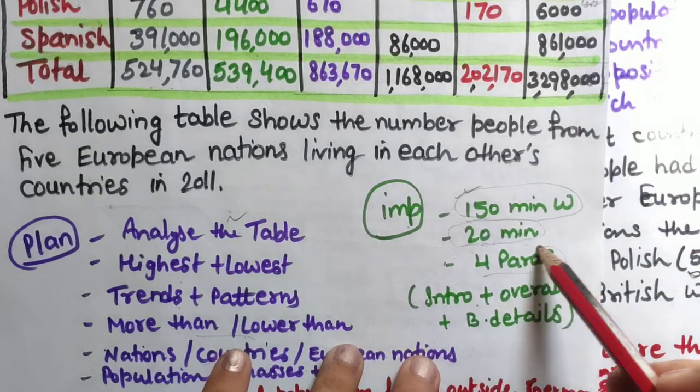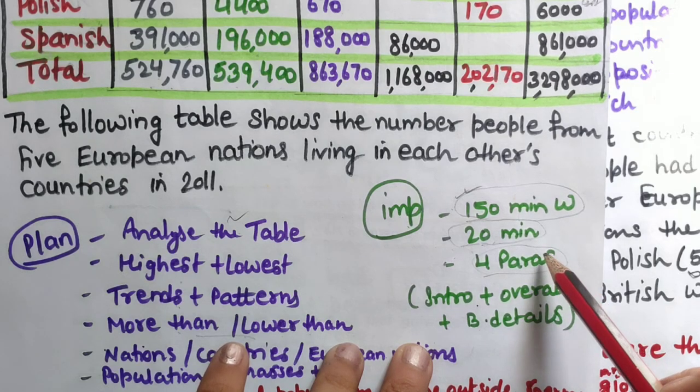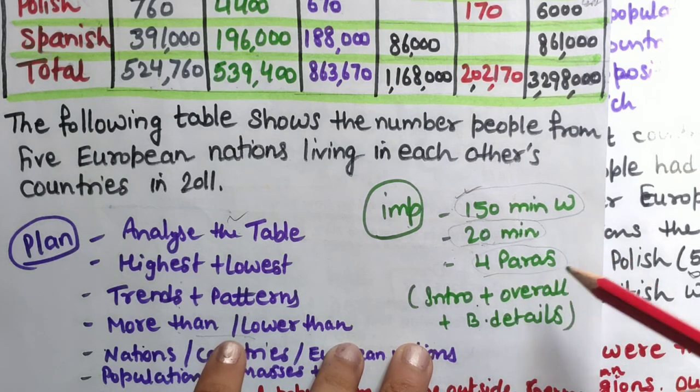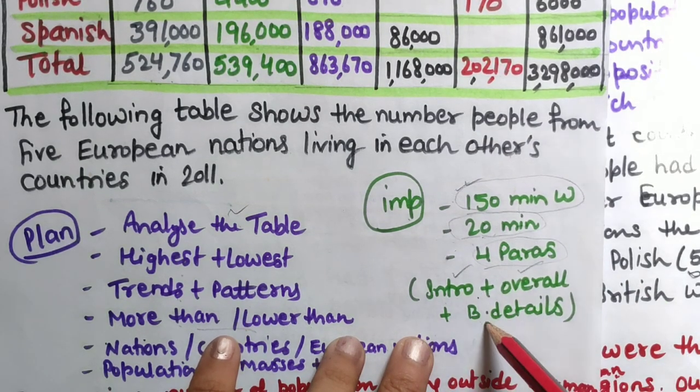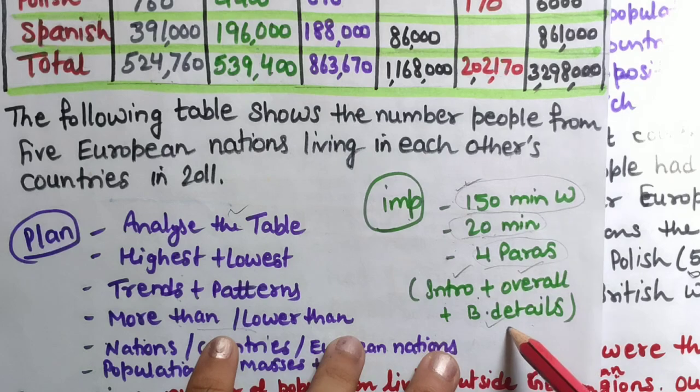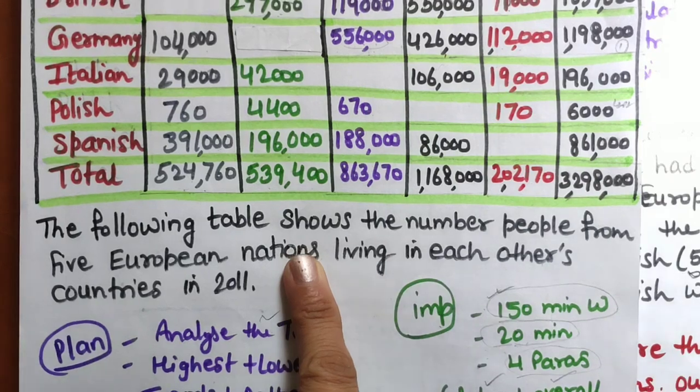So 4 paragraphs, please make it compulsory in task 1, especially for a table, pie chart, or bar chart, it will automatically come out. So 4 paragraphs include introduction, overall, and body detail paragraphs. Means here you can make 2 paragraphs or 3 also, it's your wish. Now coming to how to write the introduction.